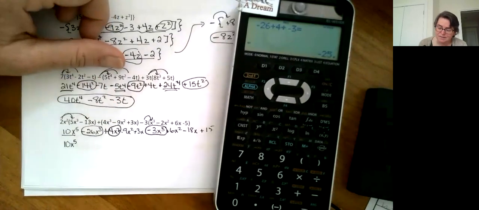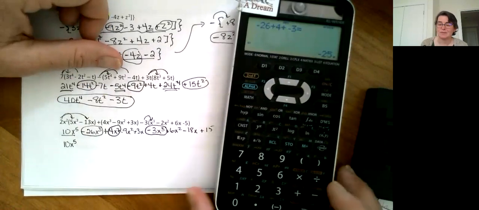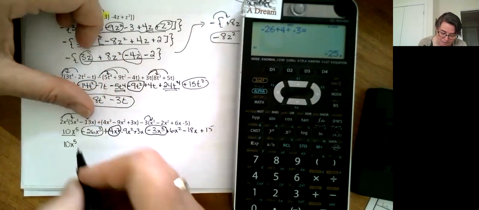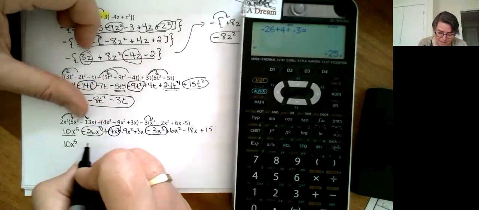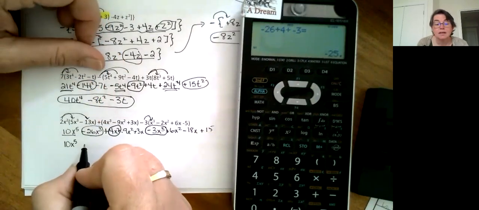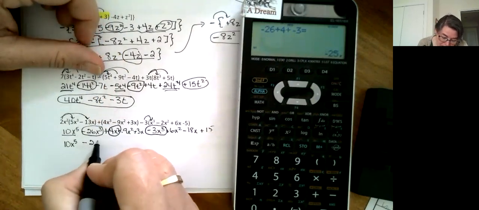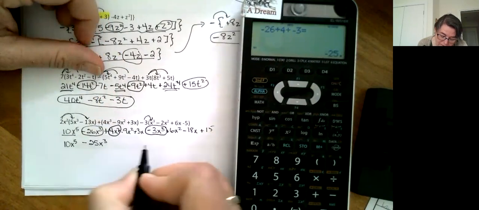Oh, I'm so sad that I couldn't do that one in my head. Of course, if I put those two together, it's just going to make it go up by 1. But it's negative, so it goes down by 1. You got that? That's why it's time to use a calculator. Minus 25x to the 3.